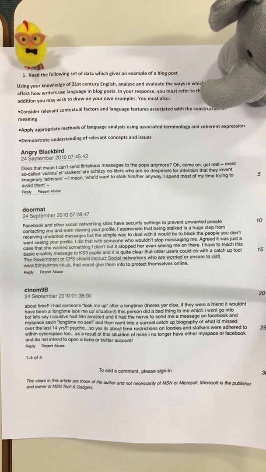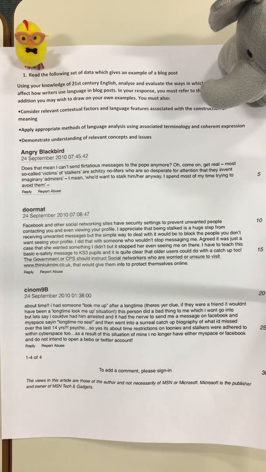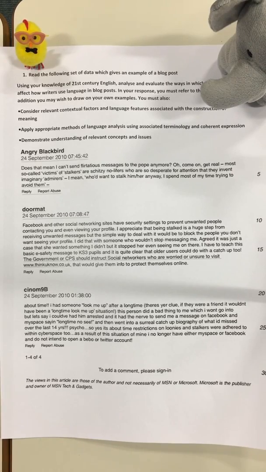So what's the key context thing on doormat? They're a teacher. As you can see from the references to KS3 pupils and CPS should instruct social networkers, and these kind of I have to teach this basic e-safety message. So you've got that whole idea that they're having quite a protective position. They are. And rather sweetly they write in entirely standard English with carefully formulated and punctuated sentences. Which is a big thing to remember when you're talking about social media, that not everybody does anything. No, there's always variation, absolutely, as in any kind of text.